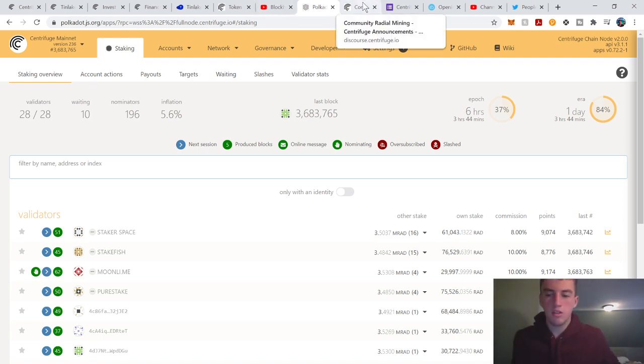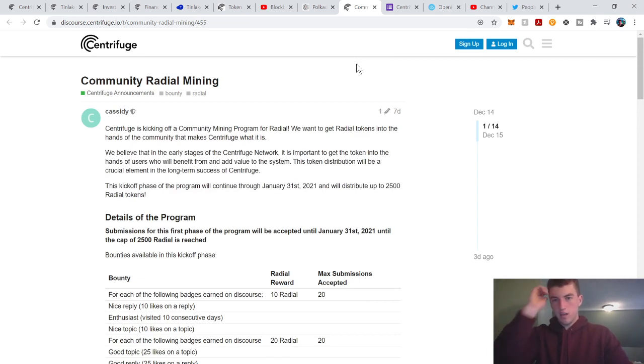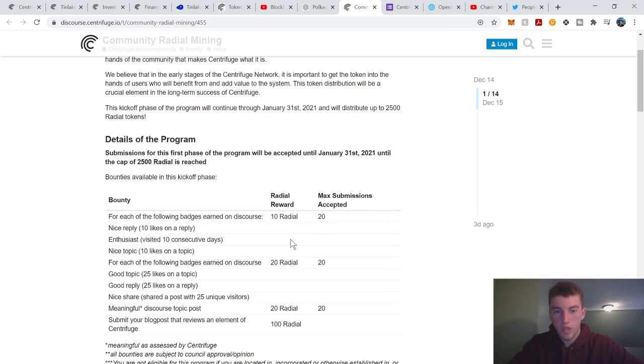So here we go. You have been waiting this whole time to learn how to earn some RAD, so let's do it. They just dropped this December 14th, about a week ago. Centrifuge is kicking off a community mining program with RAD. We want to get RAD tokens into the hands of the community that makes Centrifuge what it is. We believe that in the early stages of Centrifuge, and so on, through January 31st. So you've got a good month and a week.